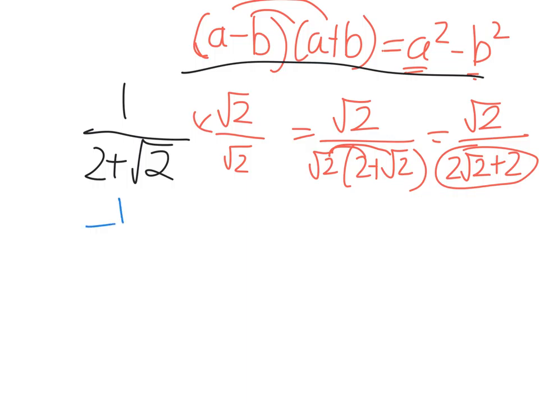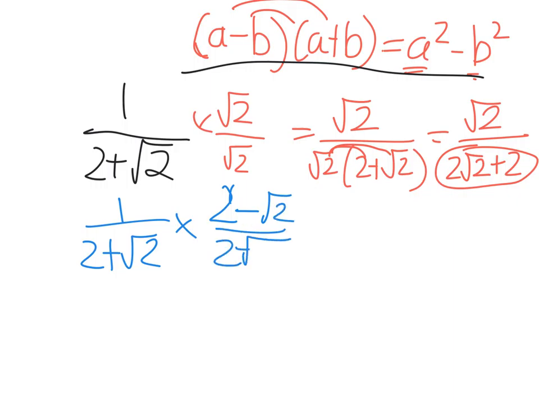So if I have 1 on 2 plus root 2, what I need to do is multiply top and bottom by 2 minus the square root of 2, right? So notice here, I have 2 plus the square root of 2 and 2 minus the square root of 2. So this is like a plus b, and this is a minus b. So what's going to end up happening, as we saw at the top here, is that we're going to square the a and square the b. So that will get rid of the square root.